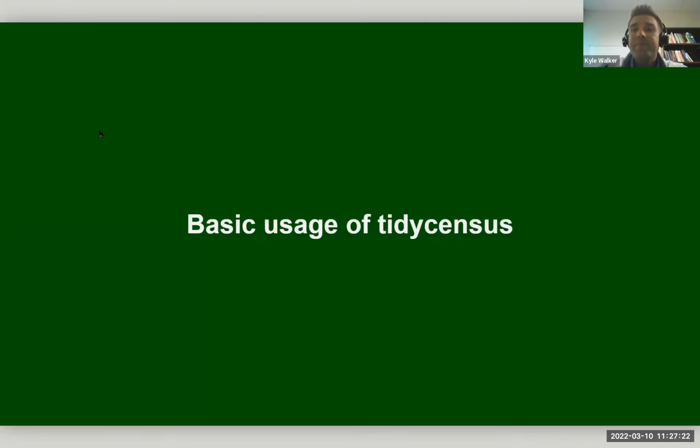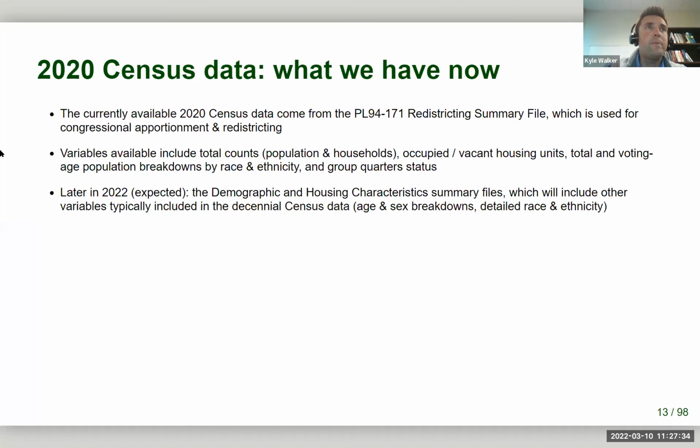So that gets us set up. Now I want to show you some basic functionality of Tidycensus with a focus on the 2020 decennial census data. Let's talk a little bit first about the 2020 census data, specifically what we have access to now. For those of you who are familiar with census data, there are a number of unique elements to the 2020 data that haven't characterized previous decennial censuses in the specific way that we're going to be discussing here.